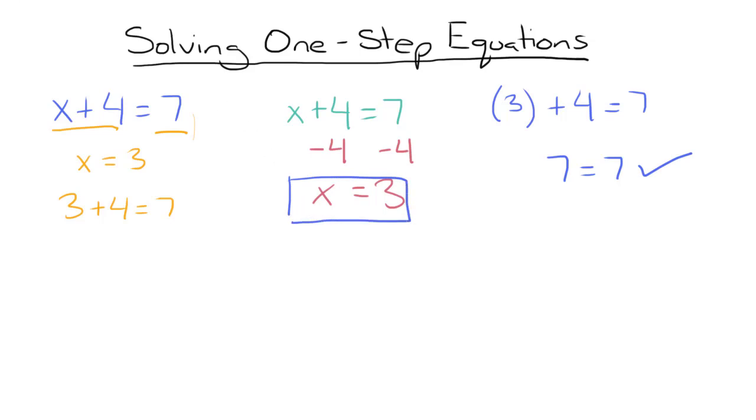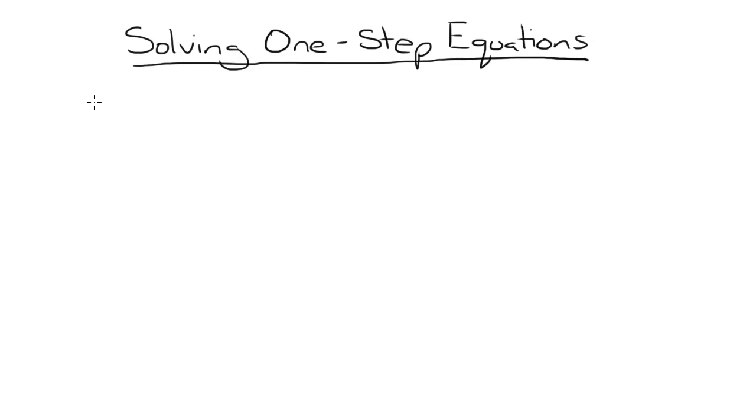Now let's take a look at a problem that involves subtraction. x - 14 = 2. So remember, we said we want to undo the operation around the x. So here we're subtracting 14. The opposite of subtraction is addition, so we're going to add 14.